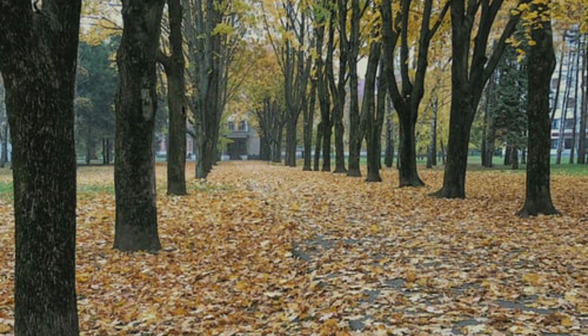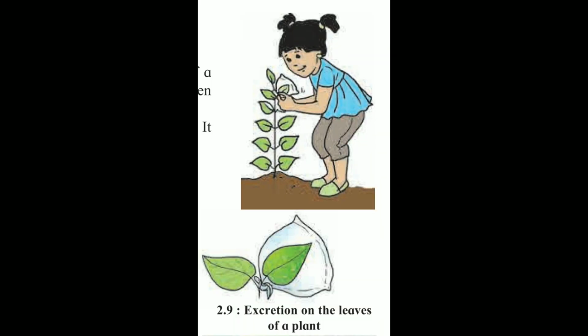Let us do an experiment. Take a transparent plastic bag. Tie it over a leaf of a plant. Observe it for up to 6 or 7 hours. You will see droplets of water inside the bag. It means that plants excrete water in the form of vapor. Excretion is a characteristic of living things.